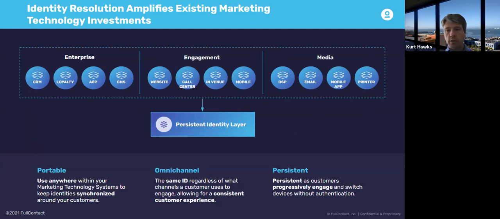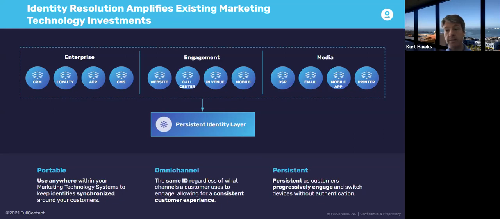Karen talked about this in terms of one of the earlier slides where there was the persistent identity in the middle. I talked about it a little bit in terms of how identity resolution is different than a CDP or CRM. And what I think is really critical when thinking about how to leverage identity resolution is that I don't believe it's about throwing out investments that have been made in the existing marketing technology stack. I really think about it as identity resolution can amplify the existing marketing technology investments. How do you make it better, right?